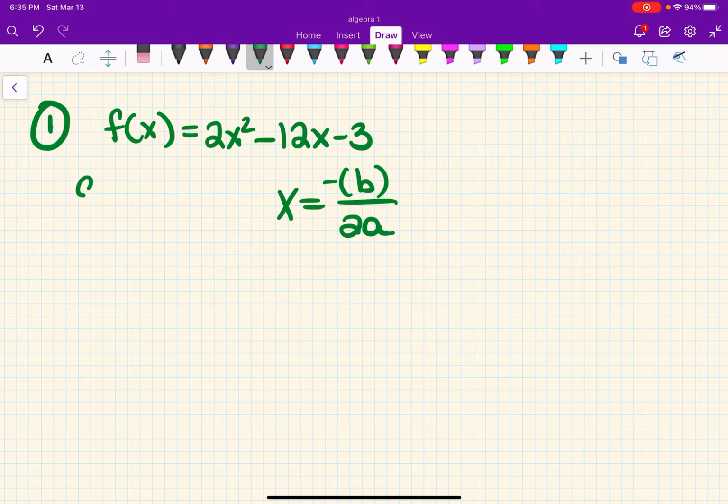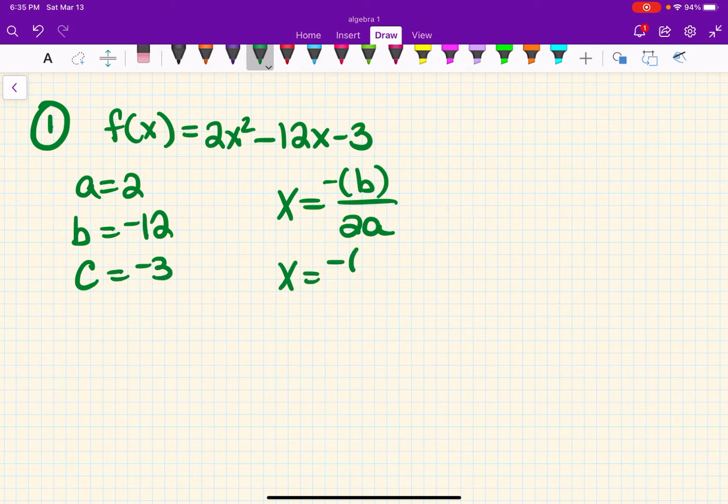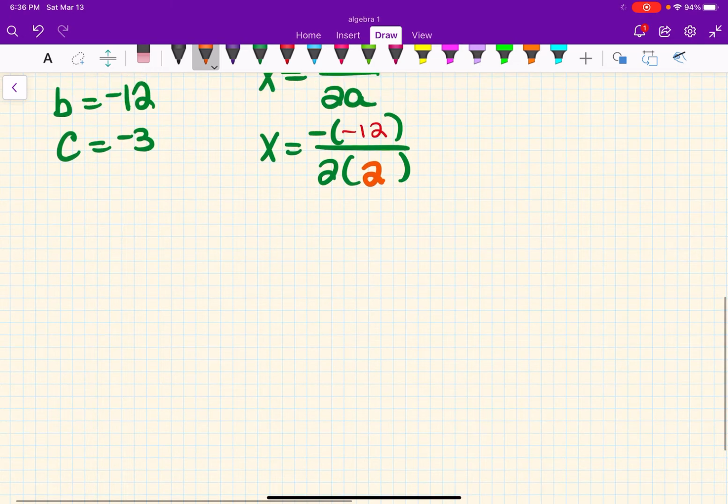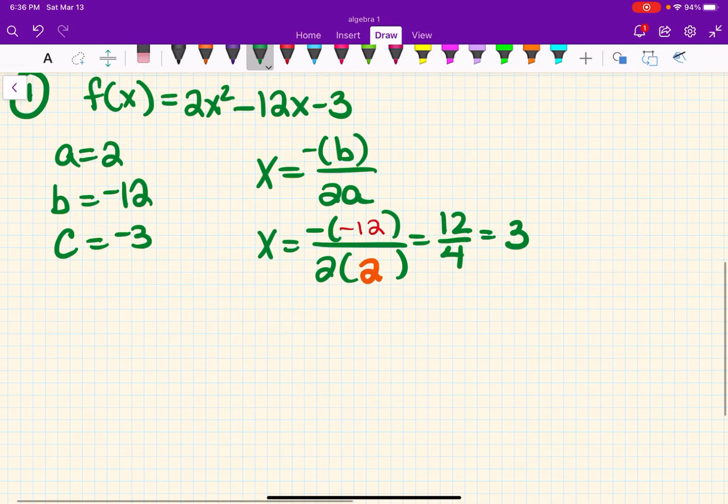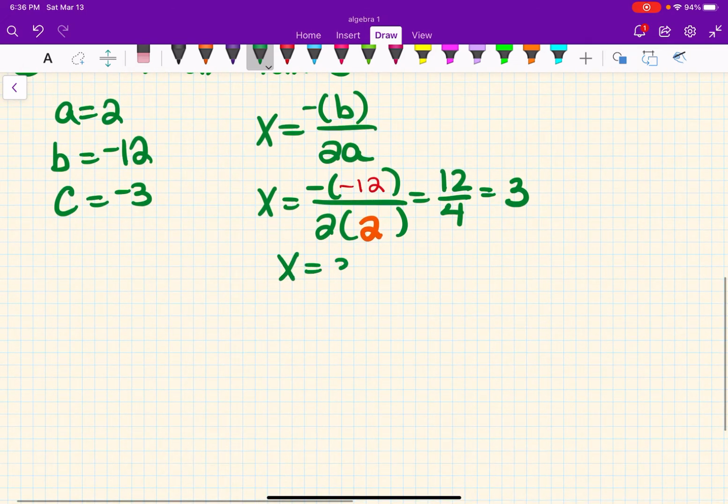So let's find our a, b, and c. A is 2, b is negative 12, and c is negative 3. So it's going to be x equals negative b, which is negative 12, over 2 times a, which is 2. Notice I use parentheses. That's very deliberate. If you don't use parentheses, it's very easy to mix up your negatives. So make sure you use your parentheses. Okay, and so then we get positive 12 over 4. And so then we get 3 as the x value of our vertex, and x equals 3 is our axis of symmetry.